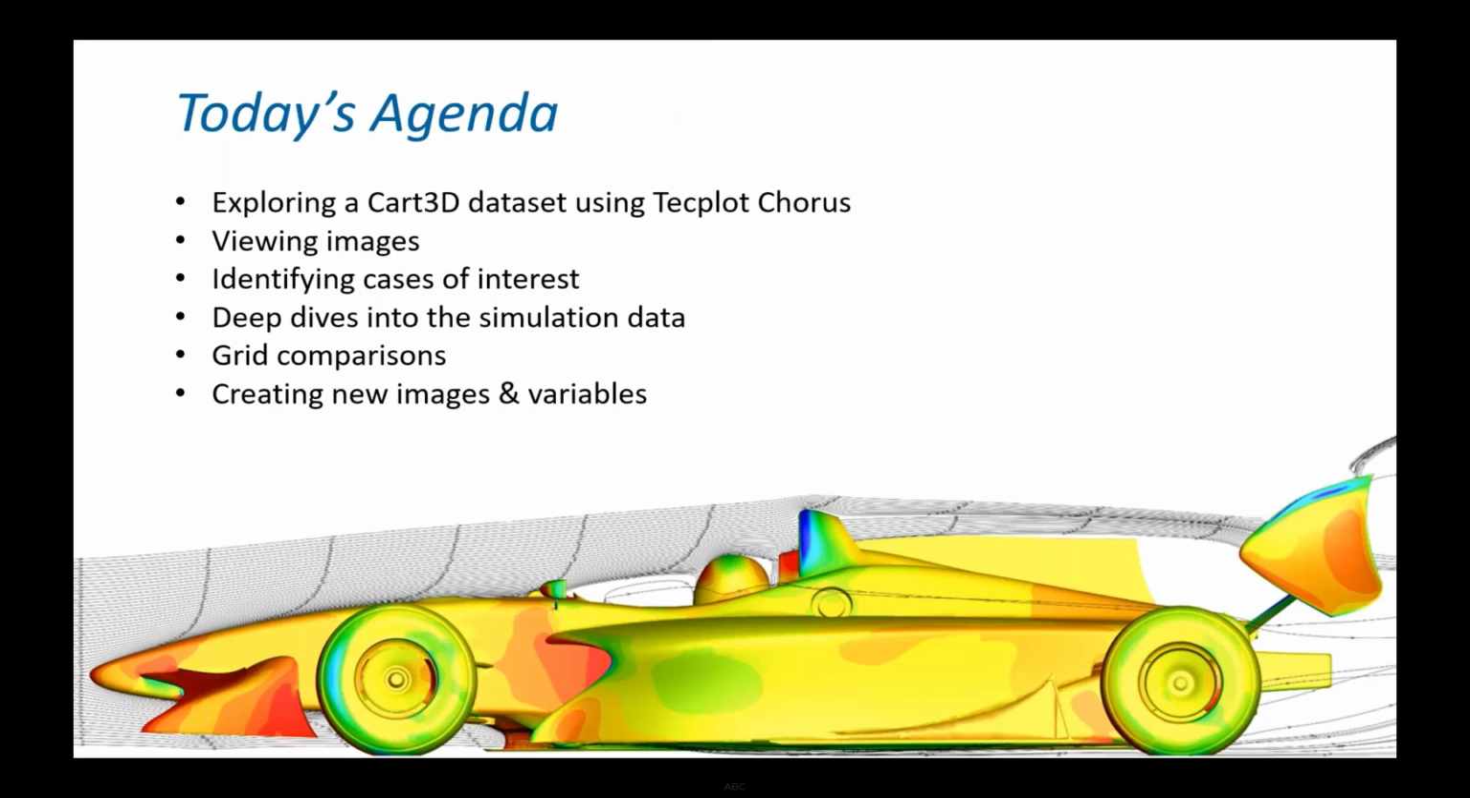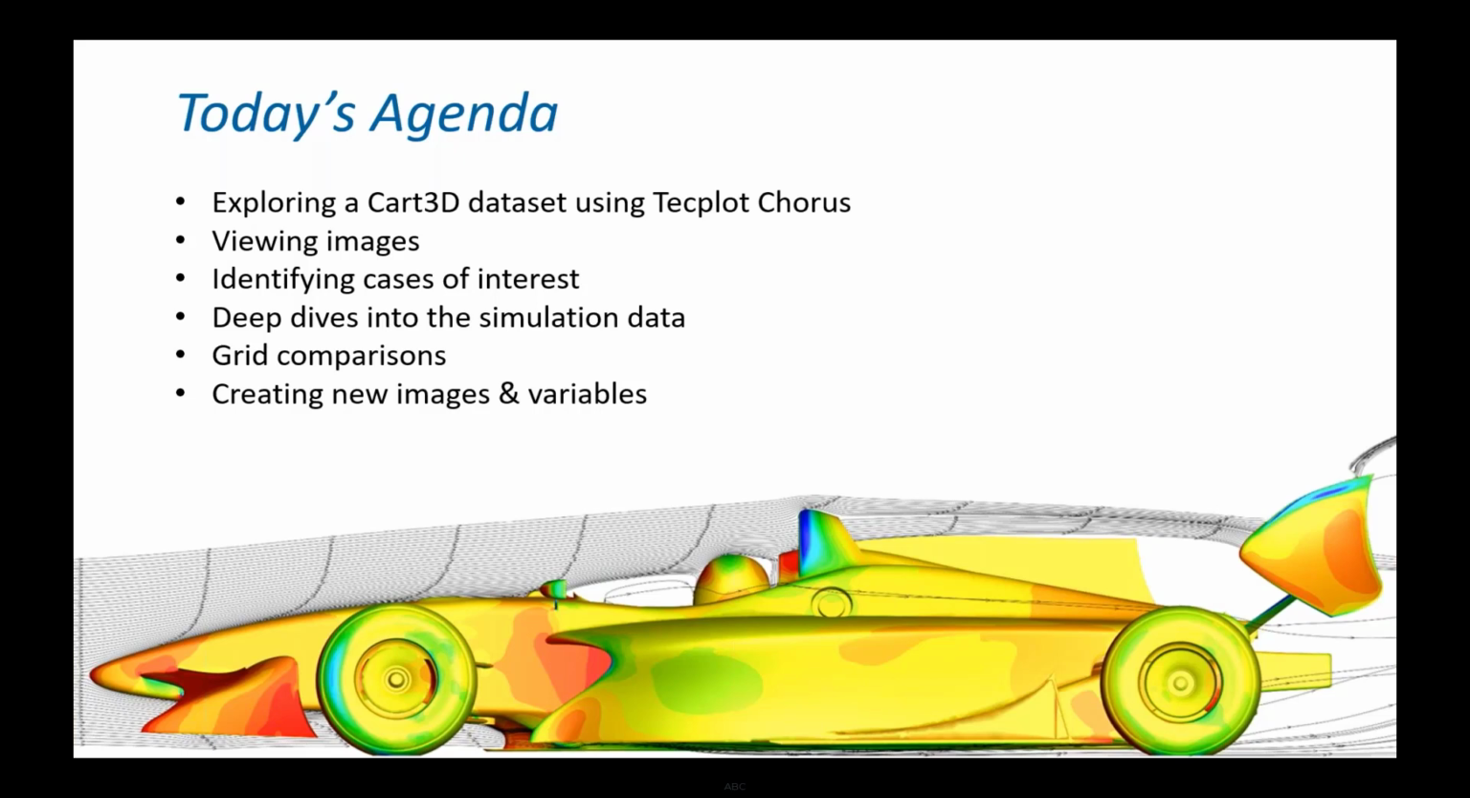All right, so diving into today's agenda, we're going to show you how we explore a Cart3D dataset using Tecplot Chorus. And so we're going to show you how to view images that came out of this set of runs. We're going to show you how to identify cases of interest using scatter plots and line plots. We're going to show you how to do a deep dive into the simulation data. So deep dive is a term that we use that really just means from Tecplot Chorus, we're going to launch an instance of Tecplot 360, thereby deep diving into the raw simulation data.